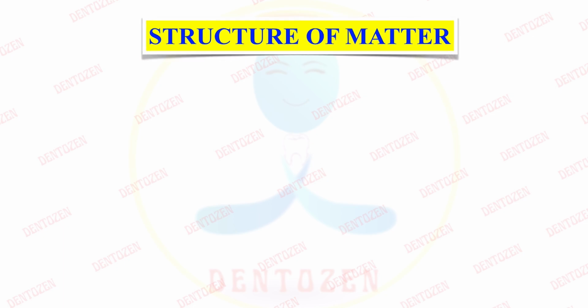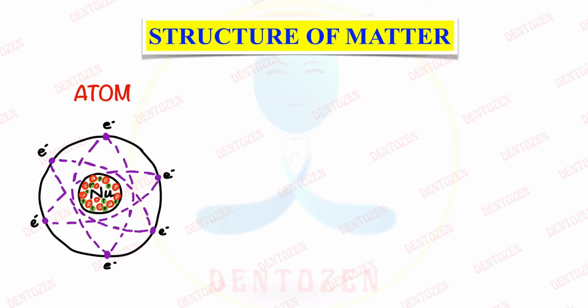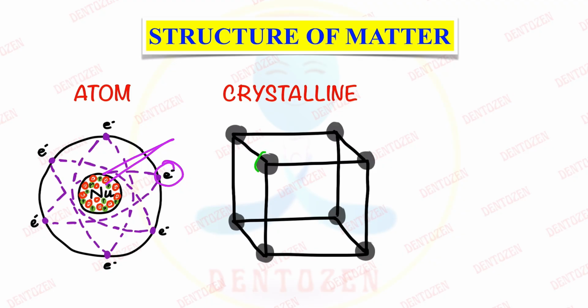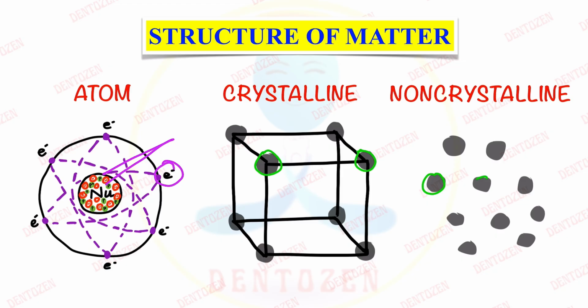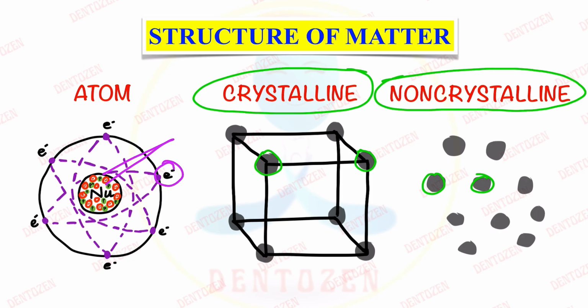Now, all matter is made up of atoms. Atoms have a central nucleus which contains neutrons and protons, surrounded by the electrons. Based on how these atoms are arranged, we can have crystalline materials in which atoms are arranged in crystal lattices like this, or they can be non-crystalline where atoms are disorderly arranged. So some materials can be crystalline while others can be non-crystalline. But all matter exists in three phases, that is solid, liquid and gaseous states.